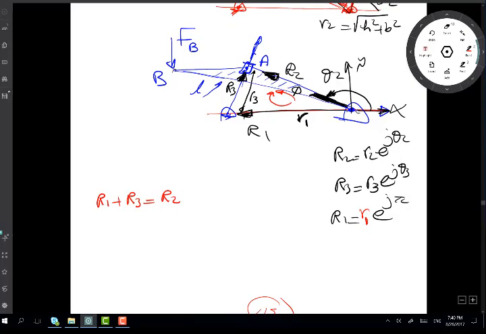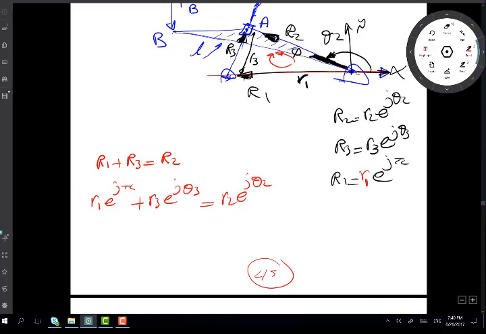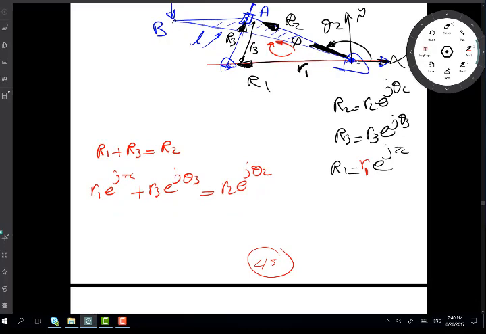I can write it in the polar form, e^{jπ} plus R3 e^{jθ3} is equal to R2 e^{jθ2}. And then from this equation I can find the relationship between my different coordinates, or the position of the different links, as a function of θ2 if I want to.